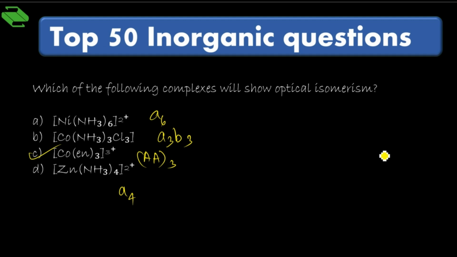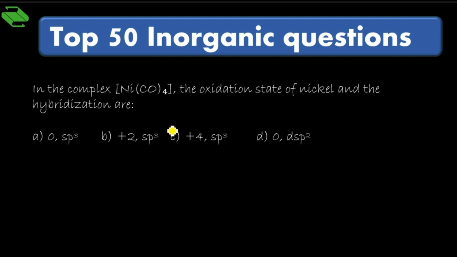Maybe I'll link the inorganic 1-hour crash course. There you can get everything about the isomerism part in below 5 minutes. In the complex nickel carbonyl, the oxidation state of nickel, you can close your eyes and answer this question, guys. Carbonyl complex means always the oxidation state is 0. So either A or D.